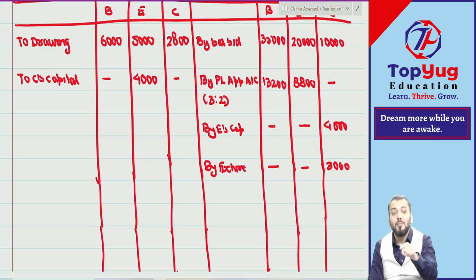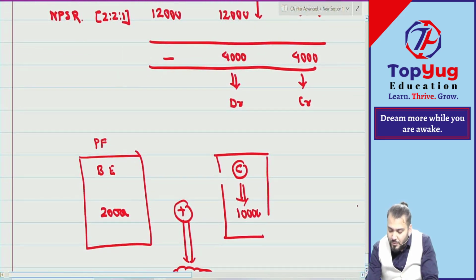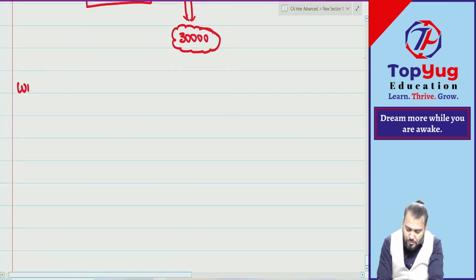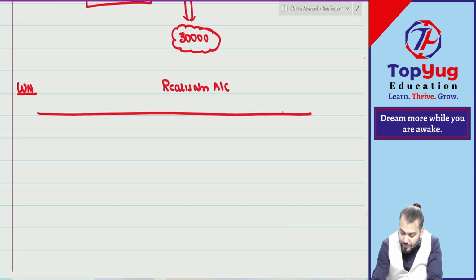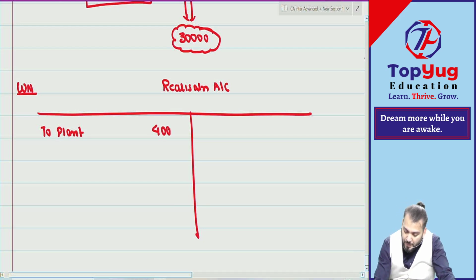Then realization of assets and liabilities not taken over. There are two assets. So can we prepare one realization account if you permit? For simplicity, we can do it directly also. Correct. But let us do the realization account. But what are the two assets taken over? Sorry, not taken over. So plant, what is the book value? Book value. Car.